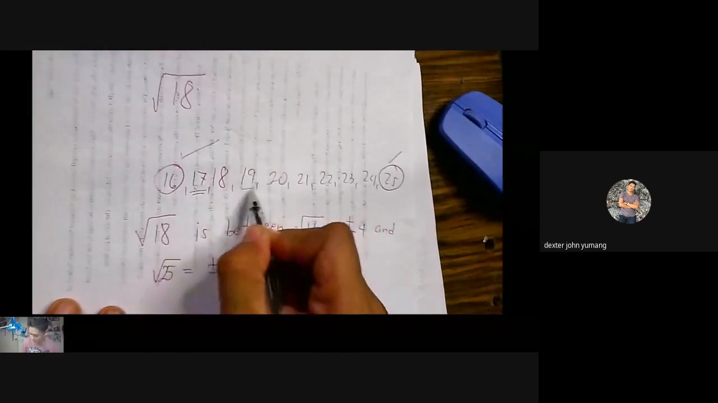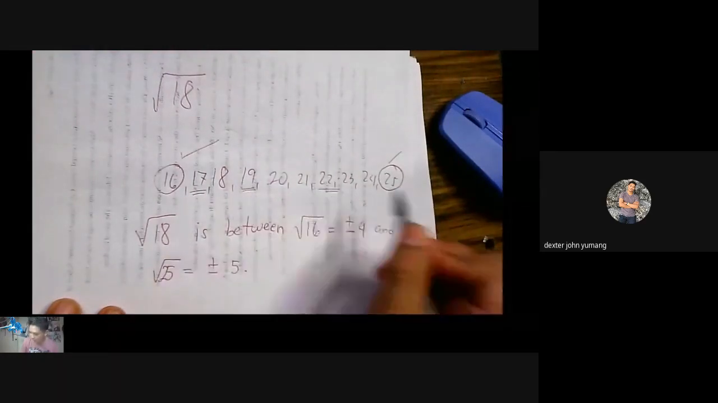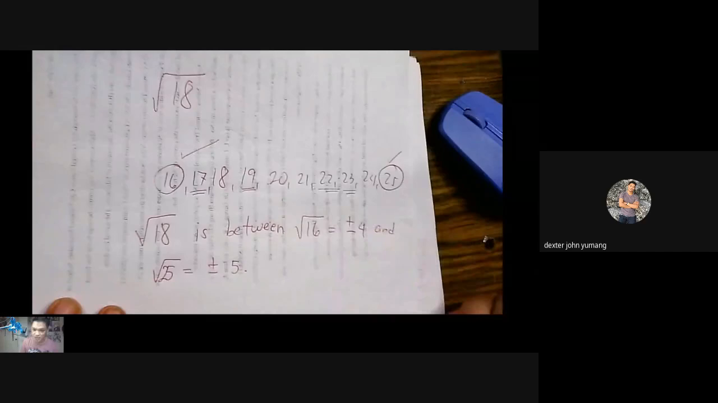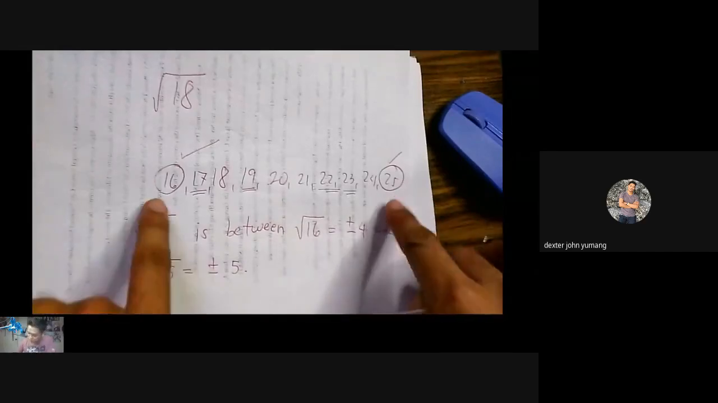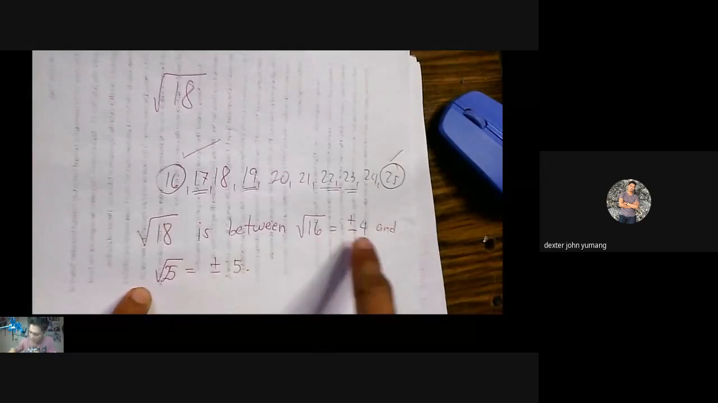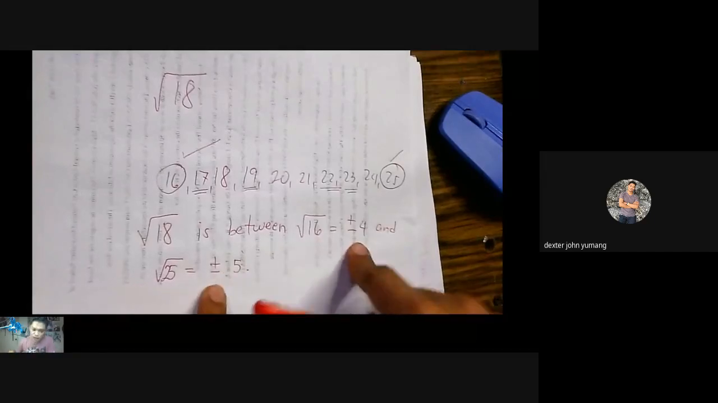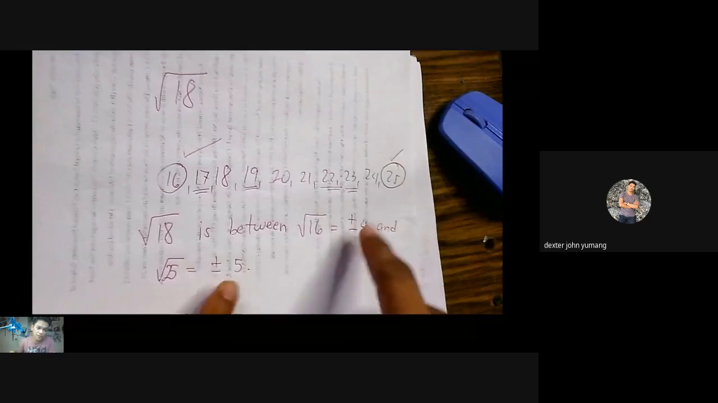The same lang ba sila ng answer kanina? The same lang po. So kapag ito po ang isulat ninyo, 17, the same lang din ang sagot. 19, 22, 23, the same lang din ang sagot. They are all between square root of 16 and square root of 25, which are equal to plus minus 4 and plus minus 5. So ganun po. So there are times na pare-pareho ang sagot po dyan.